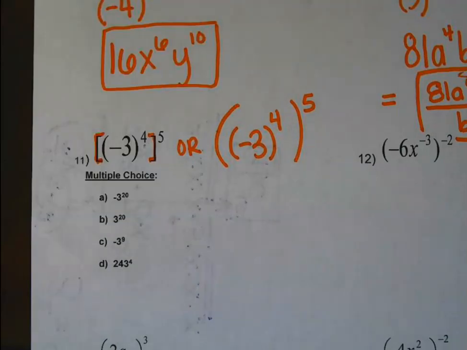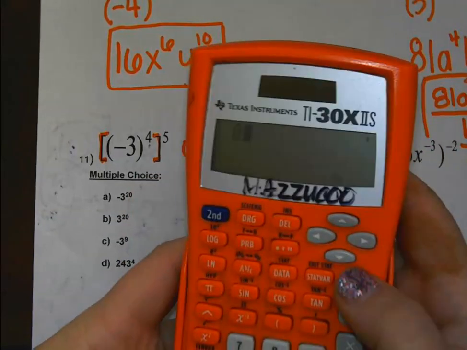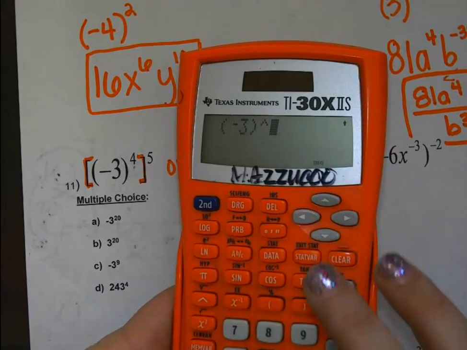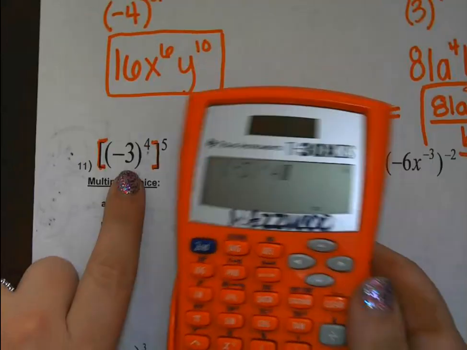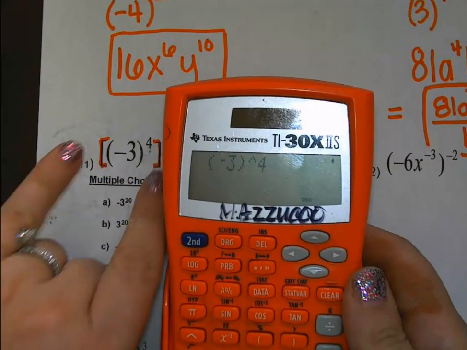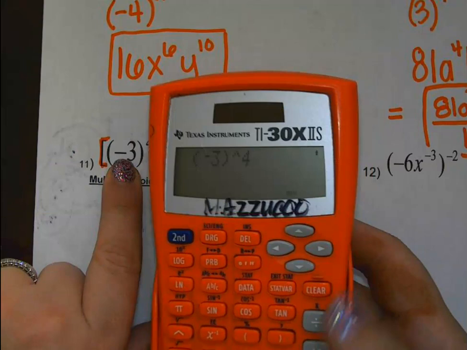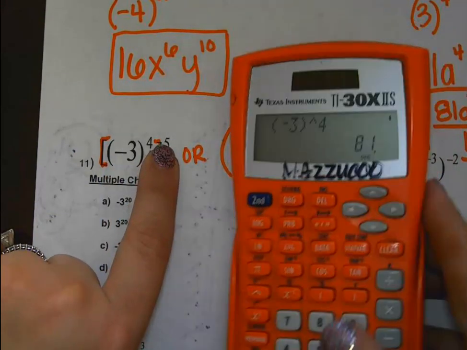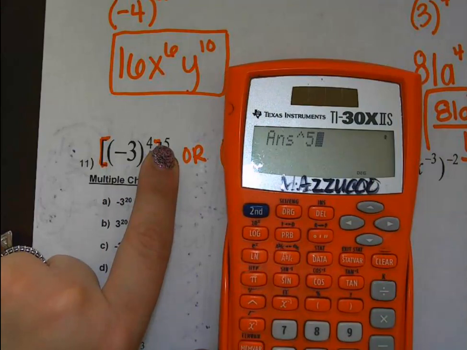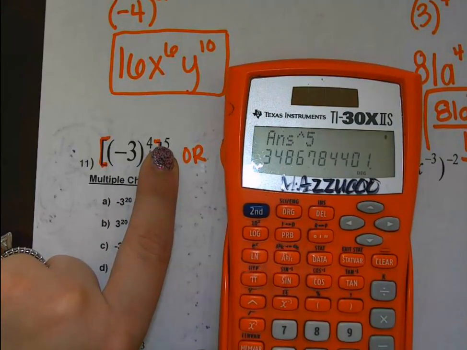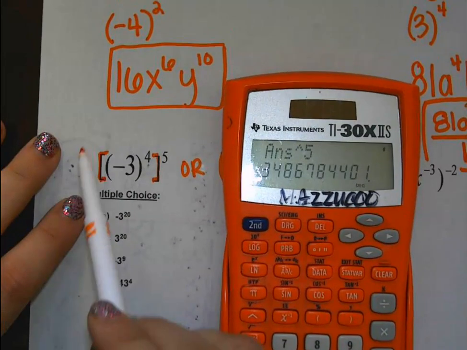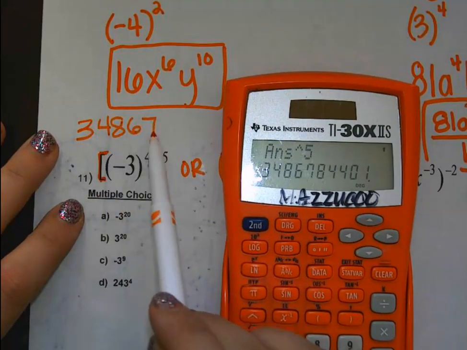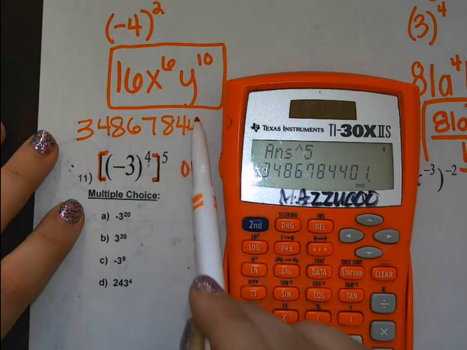So now if I put this in my calculator and I do -3 to the 4th power. So I start inside parentheses, because these are like parentheses right here. So if I do the inside first, it's going to get me 81. And then I raise that to the 5th power. And I get this humongous answer with all these numbers.